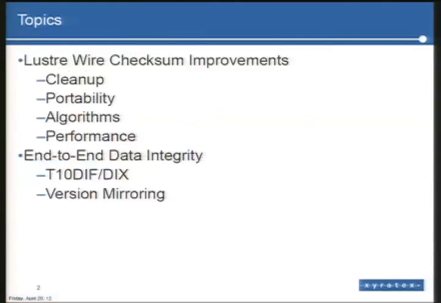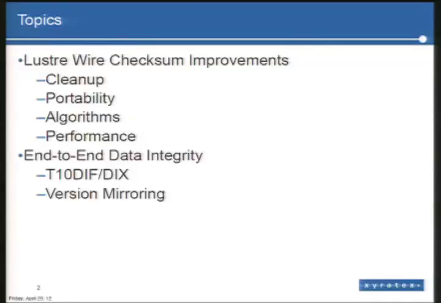Okay, so these are the particular areas that we're going to be looking at. On the wire checksums themselves, some additional cleanup in how the checksums are done, some additional algorithms that we're doing there, and then some improved performance based on some hardware availability, if possible. And on the opposite side of that, some portability improvements. If the hardware is not available, you can still use a wider variety of these checksum algorithms.